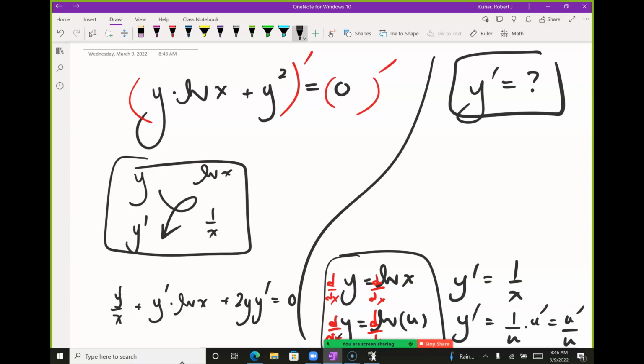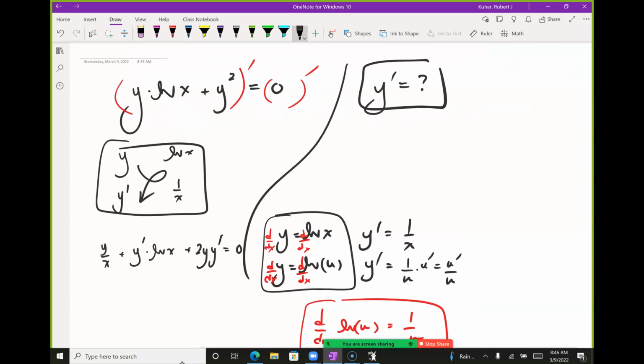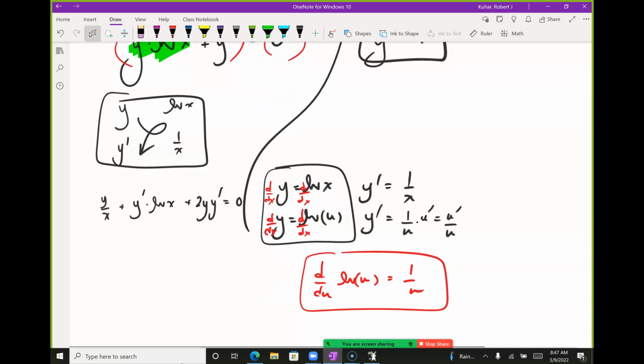Make sure you see that, Chiamaka, I'm getting the first piece from the product rule, right? I'm doing the product rule of this green piece, and then the derivative of y squared is 2y y prime, right? This is implicit, right? Everything okay there?